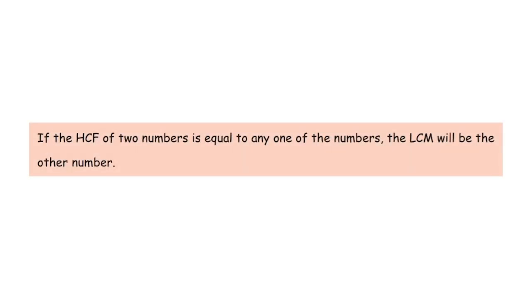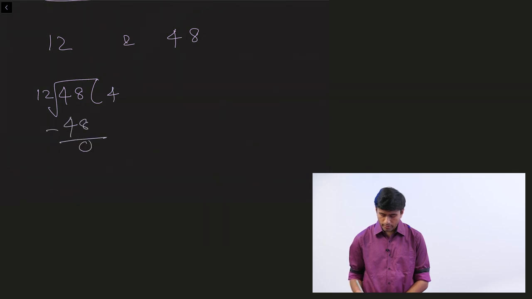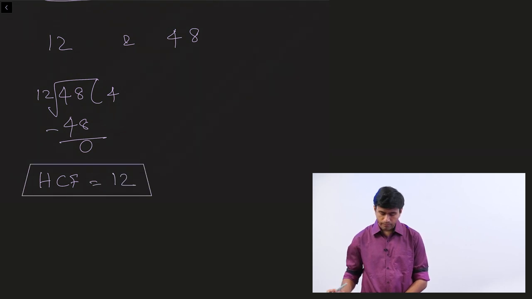If the HCF of two numbers is equal to any one of the numbers, the LCM will be the other number. I'll show you an example. Let's take 12 and 48. If you have to find the HCF first, 48 by 12 will give you 4, 12 4s are 48, remainder 0. HCF is 12. HCF of these numbers is 12.